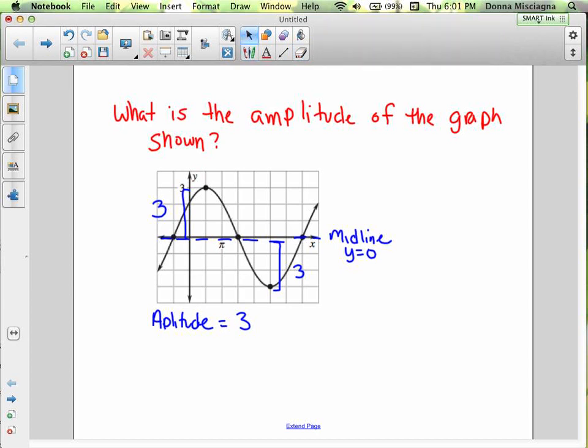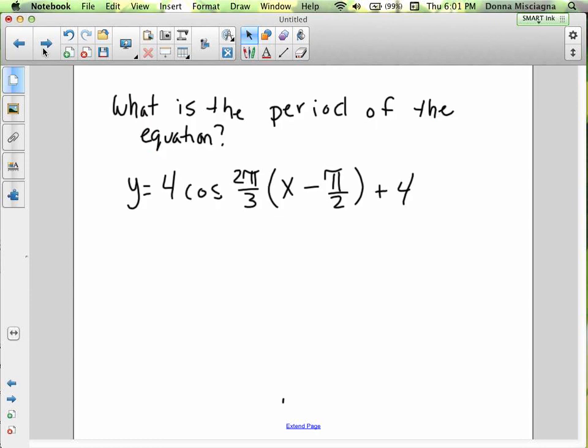All right, let's try another problem. All right, so amplitude, as a reminder, is just the distance from the midline to the maximum or the midline to the minimum. It is not the difference between the maximum and the minimum value. Right? It's half that value. What's the period of the equation?